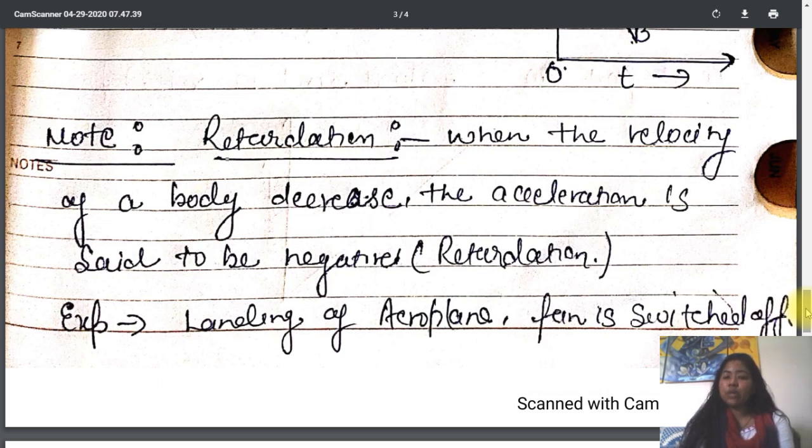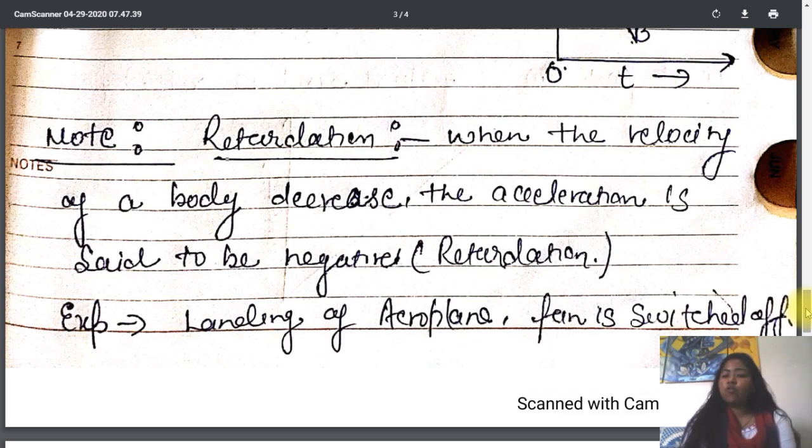Suppose the landing of an aeroplane is an example of retardation, because the aeroplane is moving with a very high speed, and when it lands, its speed keeps on decreasing, and after some time the velocity of the object will be equal to 0, when it comes to rest. That means the initial velocity of the object is greater than the final velocity. That is our practical day-to-day life example.